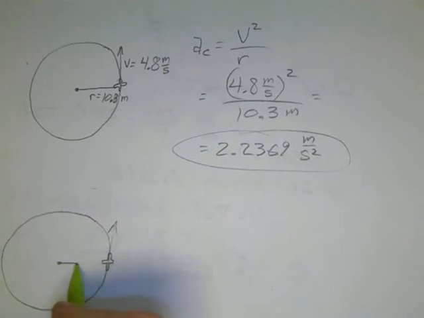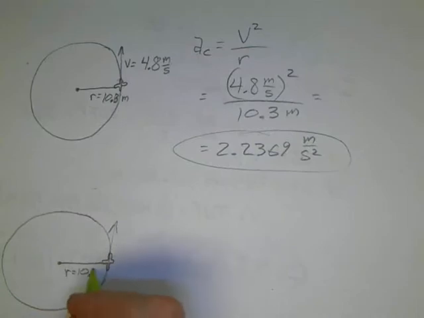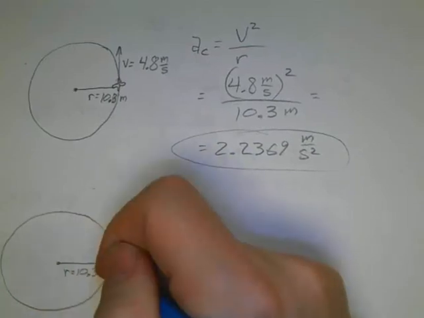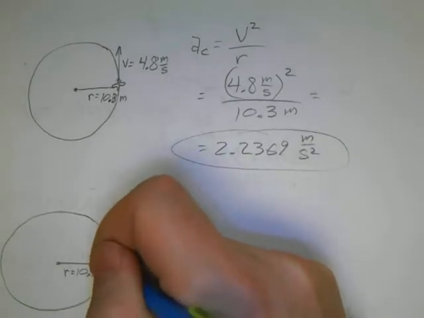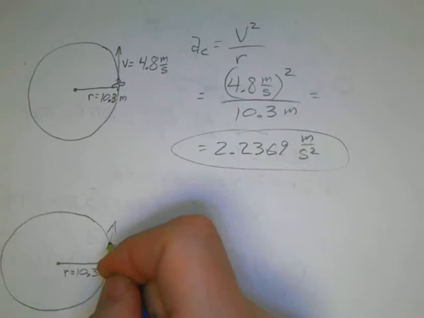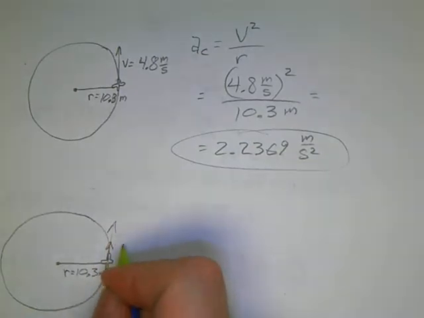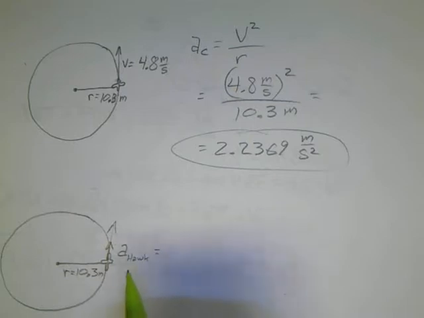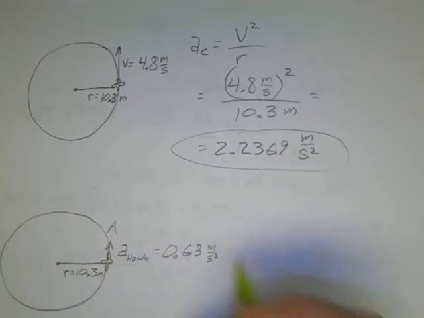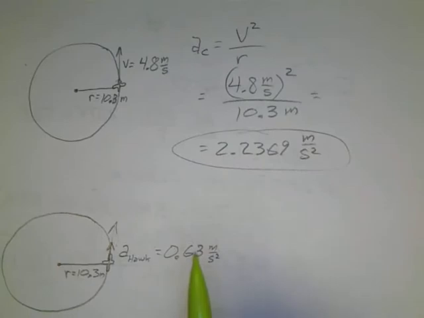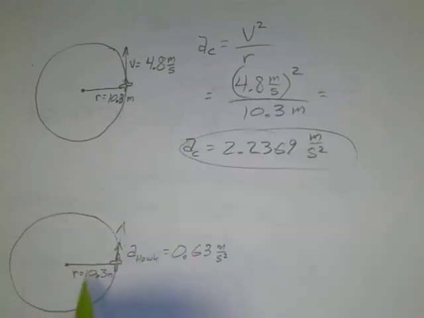At this particular moment in time, the hawk is accelerating. The hawk speeds up. So I'm going to put an acceleration vector here. The acceleration of the hawk is 0.63 meters per second squared. Now we still have the centripetal acceleration to go in this particular circle.